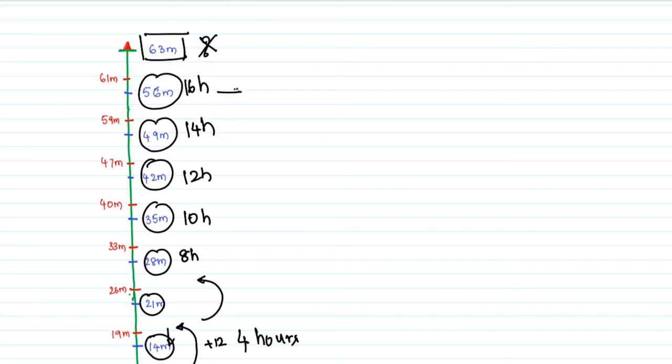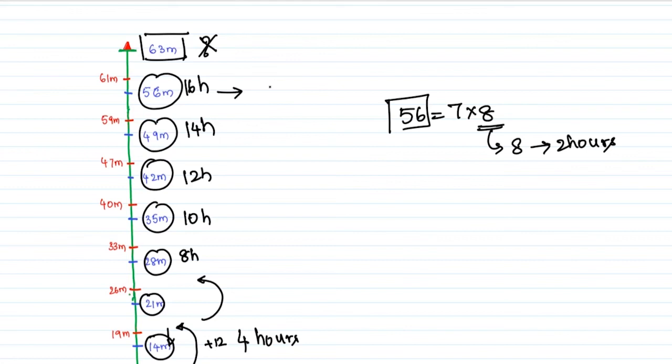Now, till this we have understood, right? So, 56 will be the closest multiple of 7, right? So, 7 8s are 56. So, 8 2-hour blocks. It'll take 8 2-hour blocks. So to reach the position of 56, it is basically taking 16 hours.